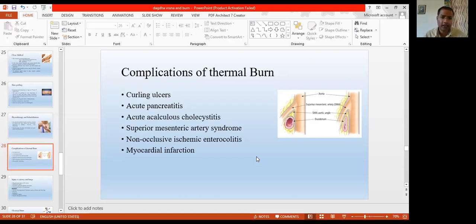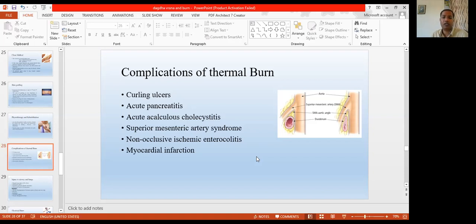Okay, and next few complications: acute pancreatitis, acute acalculous cholecystitis. Cholecystitis means inflammation of the gallbladder. Most cholecystitis is calculous cholecystitis, where the calculus is the main cause. But sometimes in the burn patient, acute cholecystitis may be seen without calculus.